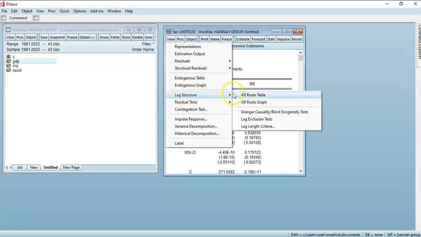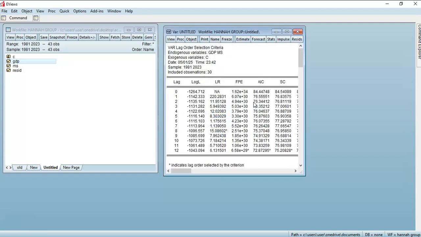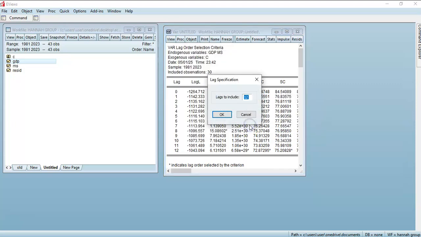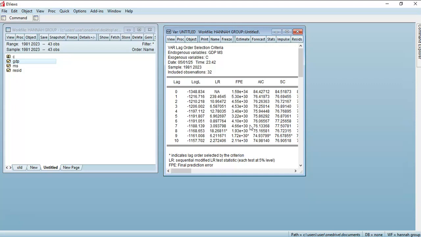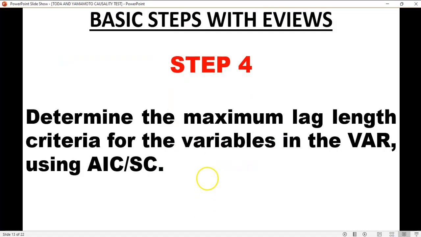Go to lag structure, go to lag length criteria. Let us include 12 lags for this. Okay, no. So let us include 10 lags for this. I'll be using 10, so let's include 10 lags. Good. Now at 10 lags, the Akaike criterion and the Schwarz criterion are at what? 9 lags. Okay, let us see an expanded view on our PowerPoint.